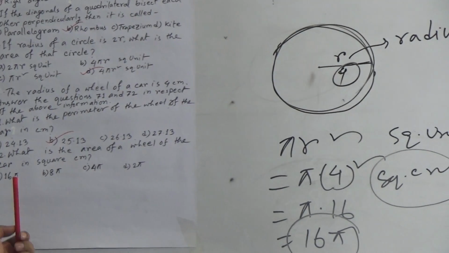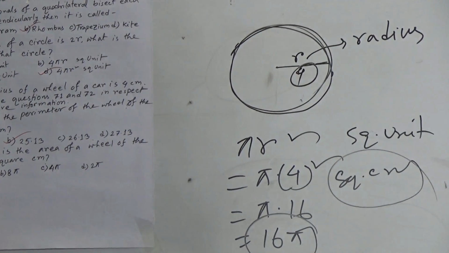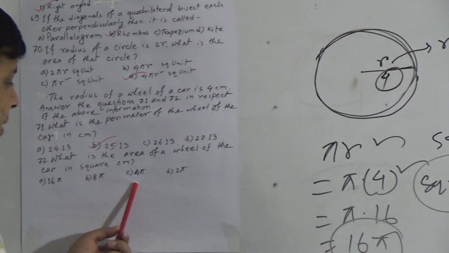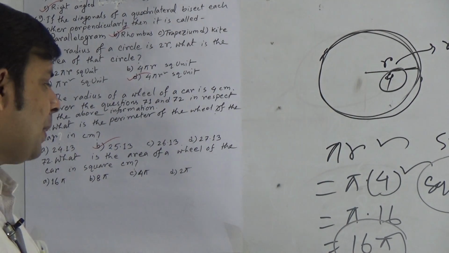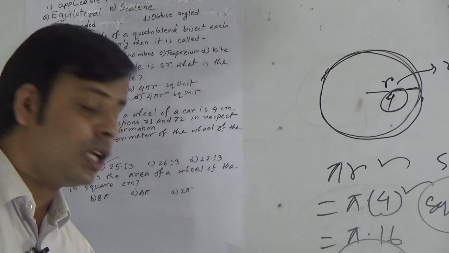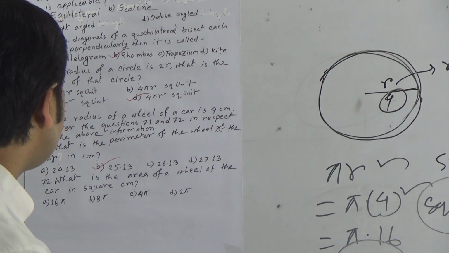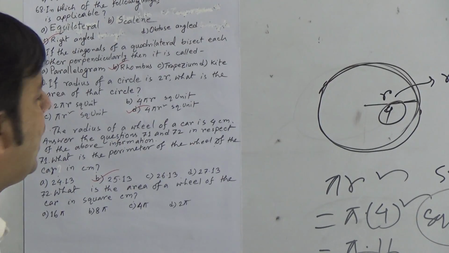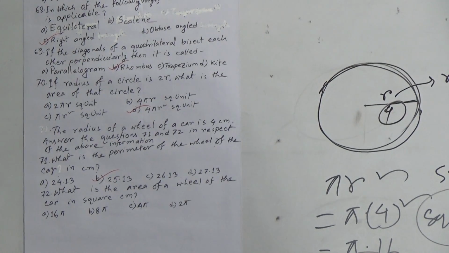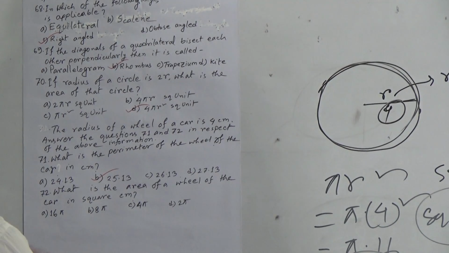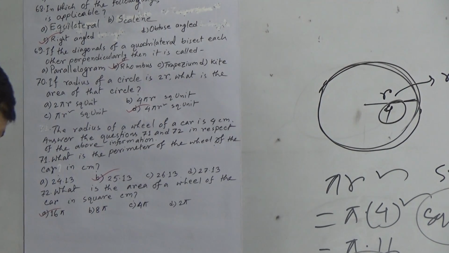Now see the options here. Option A 16 pi, option B 8 pi, option C 4 pi, option D 2 pi. But our solution is 16 pi. This is the area of the wheel of the car. So we can write option A is our answer.